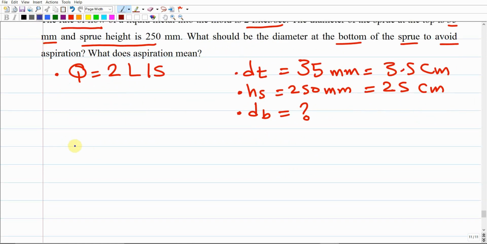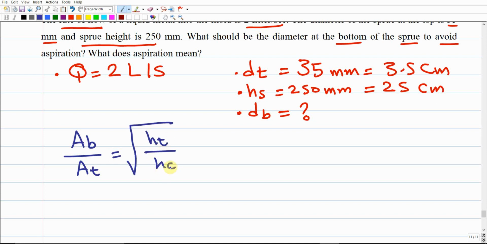We can use this expression: the area at the bottom over the area at the top equals the square root of ht divided by hb, right? We can use this expression in case these two heights are already given. We have the area at the top, since the diameter at the top is given, and we would like to come up with the area at the bottom. But we have only one height, the height of the down sprue, and we have no clue how much HT is, or HB. It is not given in this case. So we can find these relations using Q, the volume flow rate already given to us as 2 liters per second, as I'm going to show you.